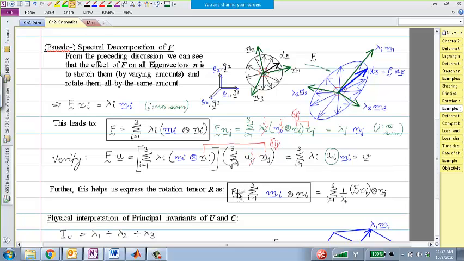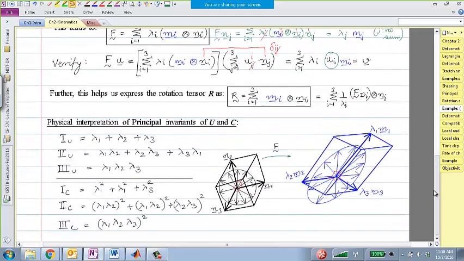And using the same concept of pseudo-spectral decomposition of F, we can come up with the pseudo-spectral decomposition of R, where we write this in very similar form to F, except there is no lambda I. Anybody tell me why there is no lambda I here? Because there is no stretch. Right. It's a pure rigid body rotation. So the eigenvalues, so to speak, of R are 1 in all three directions. All right. Very good. So let's keep going.